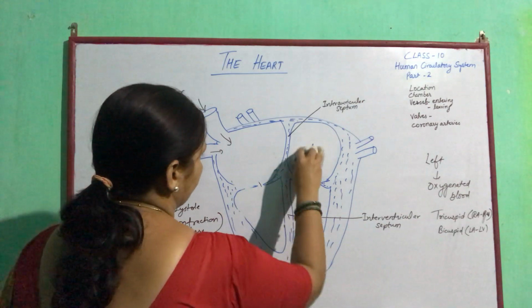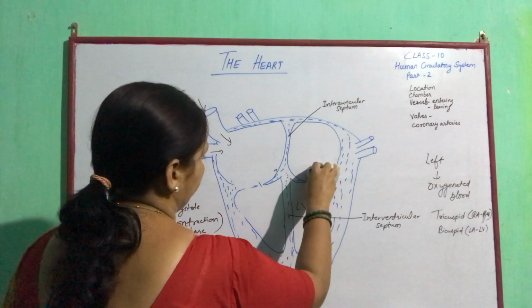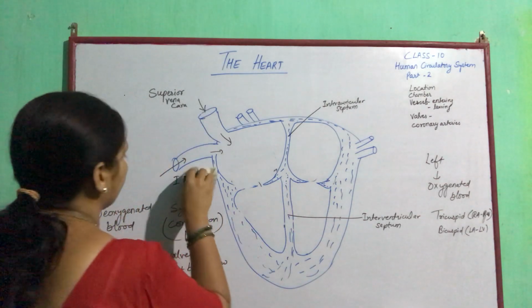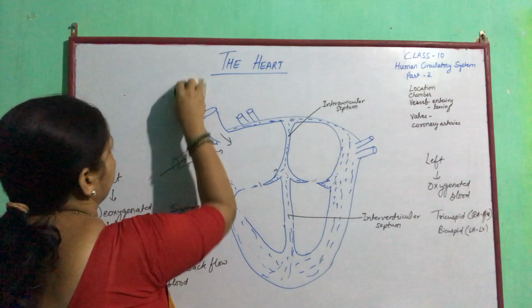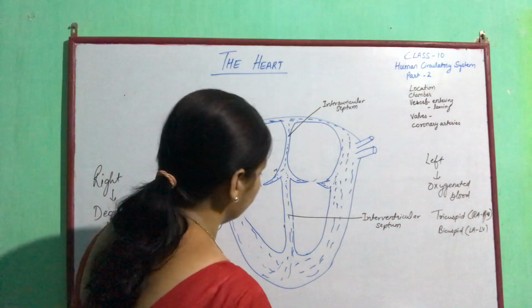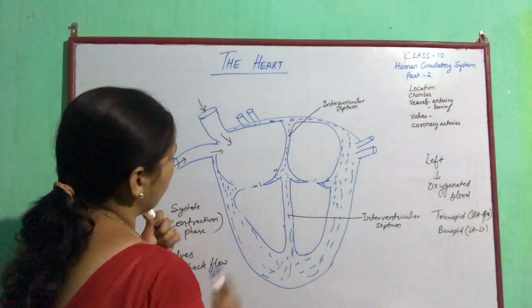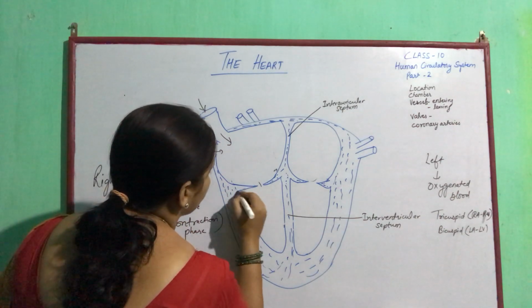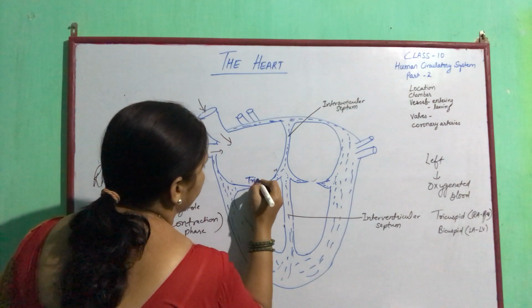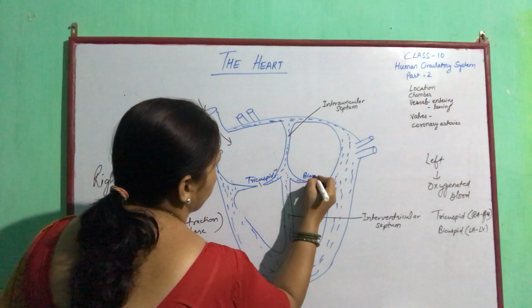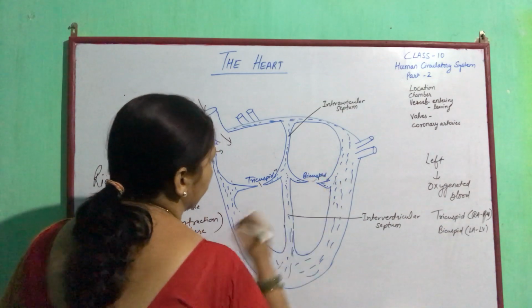These chambers, so that it would be easier for you to understand all other valves present here. Now this and this, these two valves are tricuspid. This is bicuspid. This we have studied, so I am writing with blue.